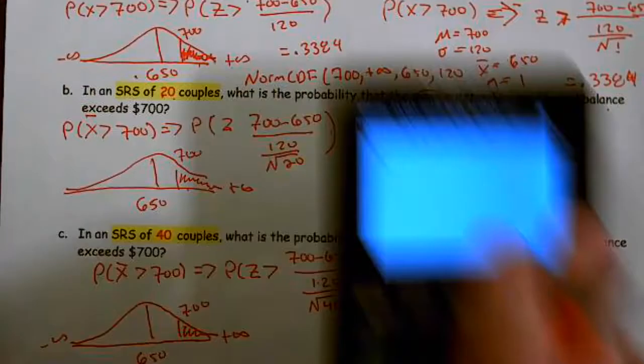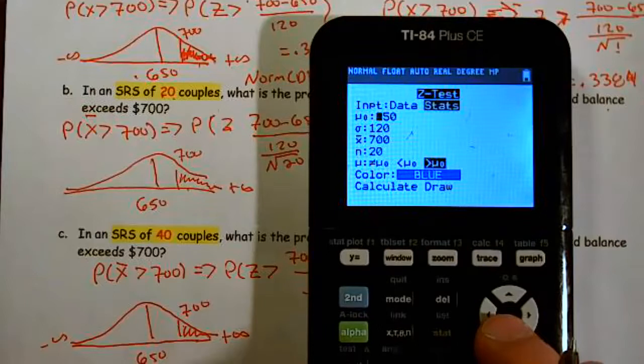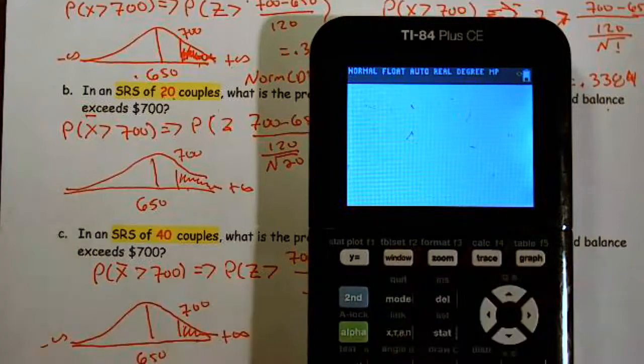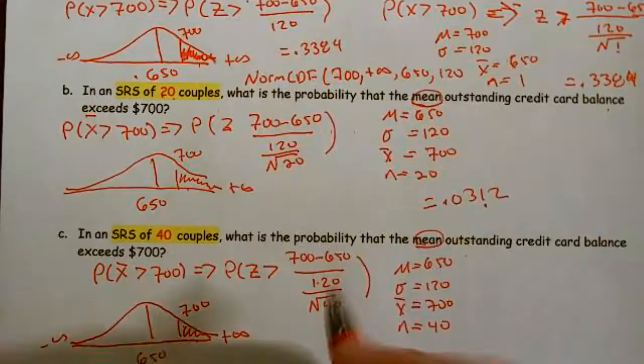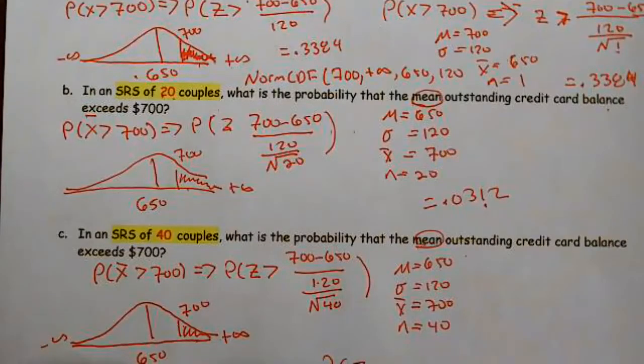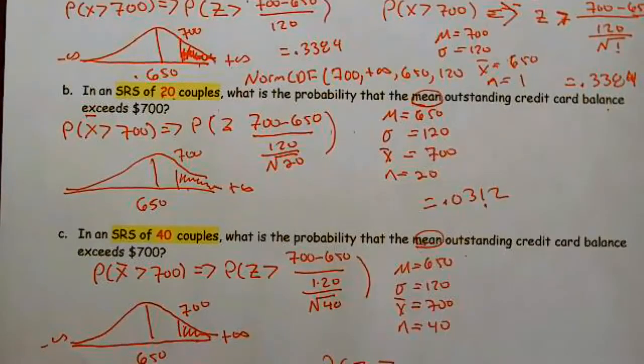So we're going to go to stat, test, Z-test, and the only thing I have to change is my n to 40. And instead of drawing this time, I'm just going to have it do the calculation. And I end up getting the probability that Z is greater than 2.6352 equals 0.0042.